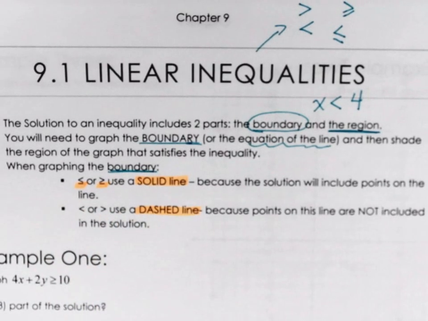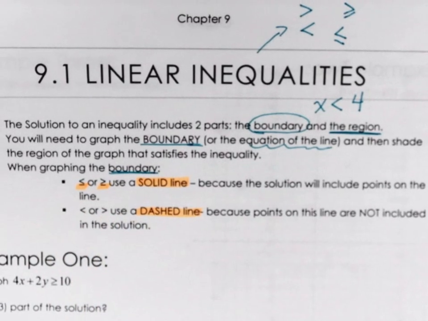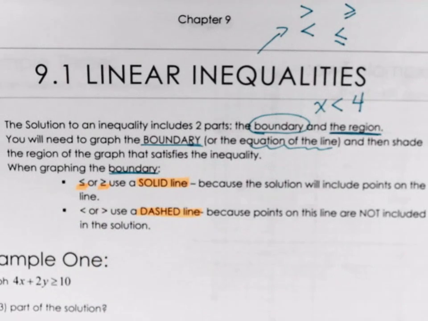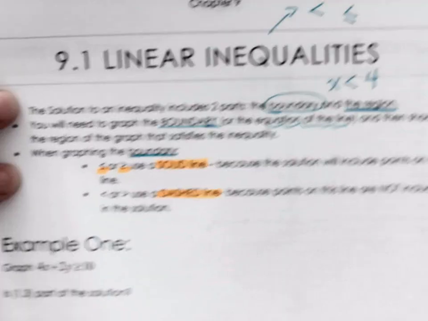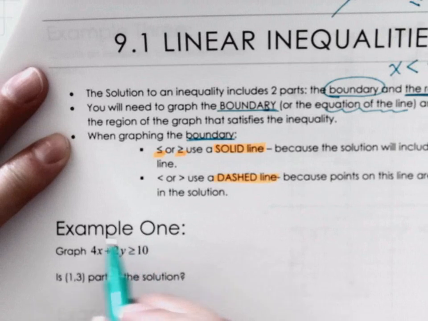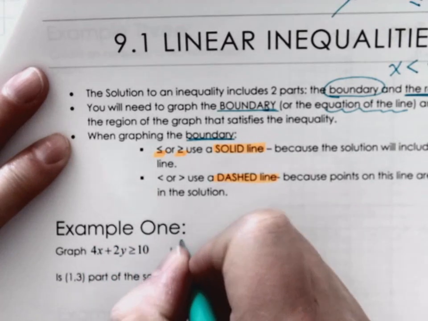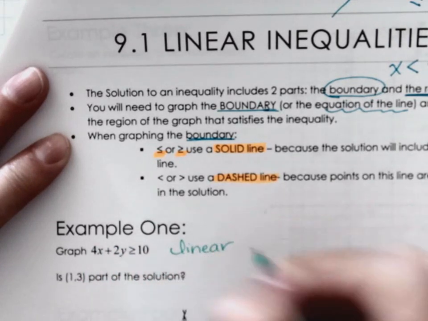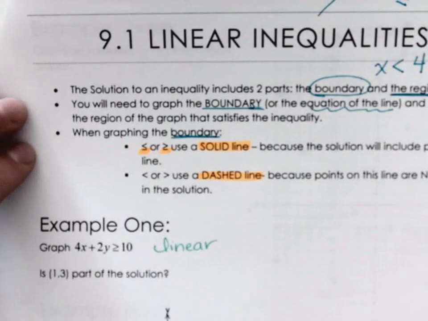This is really easy to forget about, but that's okay. We'll practice it and we'll get good at it. Okay, so here we go. Straight line equation right here. I know it's not a quadratic because there's no x squared. So I know that this is linear. And linear is just a straight line.